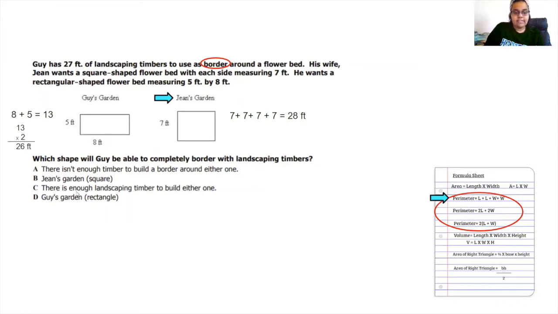C, there is enough landscaping timber to build either one. Again, not true because I don't have enough for Jean's garden. So D, Guy's garden, yes, there is enough materials to build his garden. So D would be my answer there.